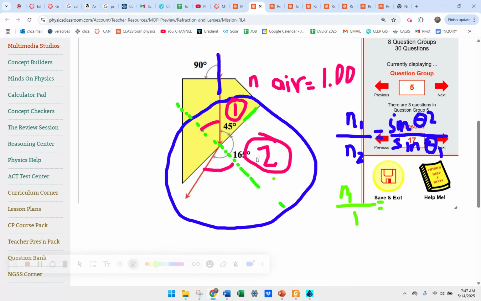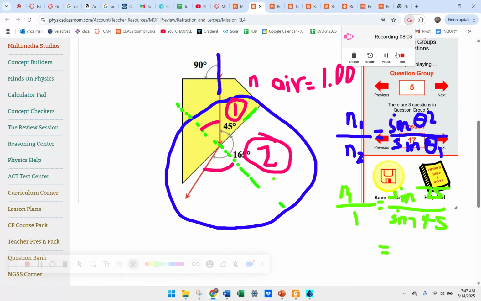Well, you look at this. Sine of theta 2. Well, what is this angle? Since this is 90, since this is 165, this would be sine of 75. And then the other one would be sine of 45. Again, you might have to do a little bit of arithmetic. That would be 45. Now, this is going to give you a number here. So in this situation, we would find N1, if you do the math there, to be 1.366.